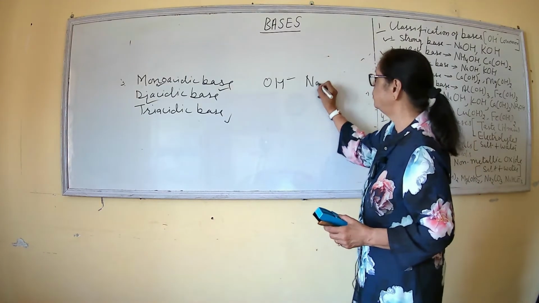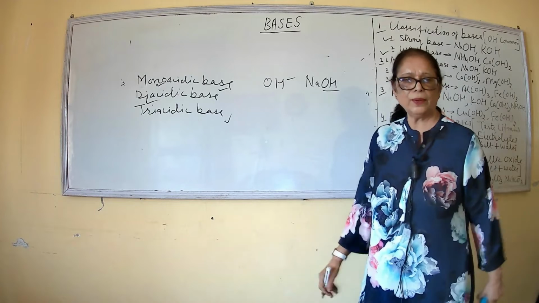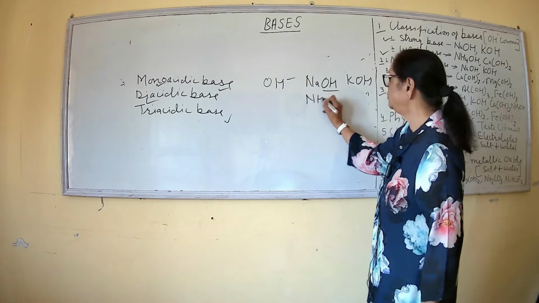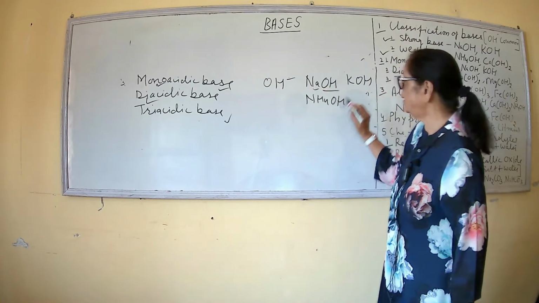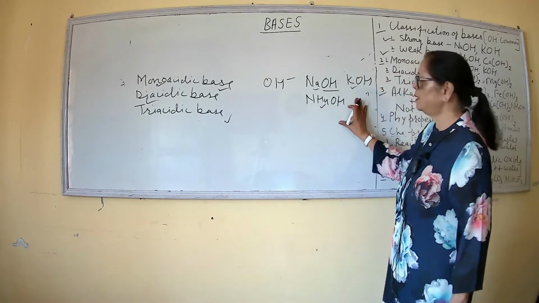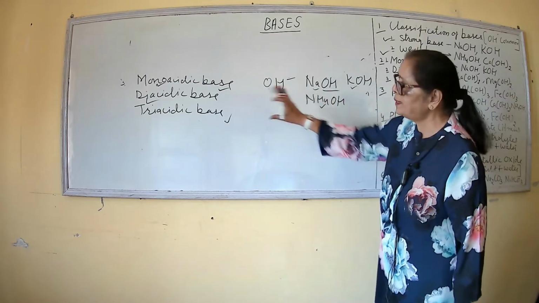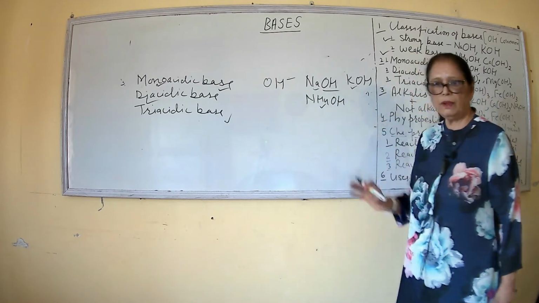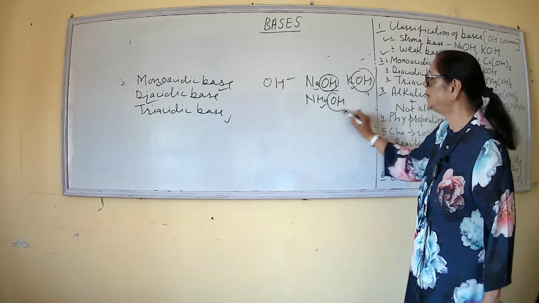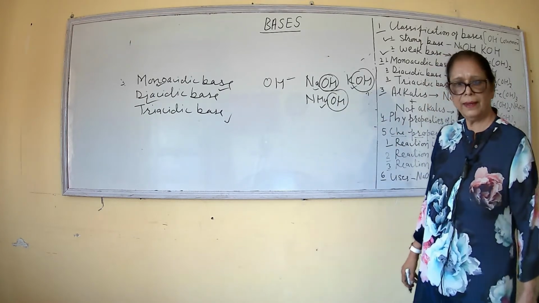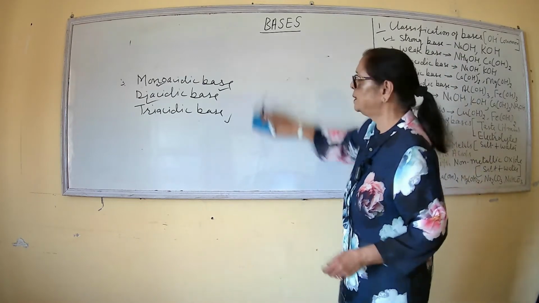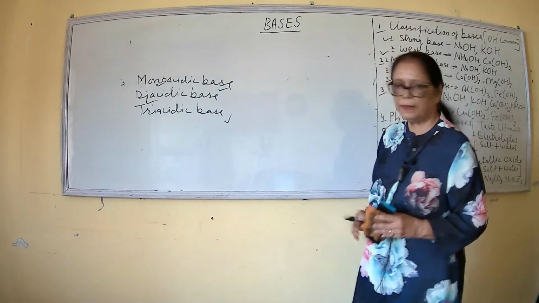Examples are NaOH, which has only one OH ion per molecule, KOH, and NH4OH: sodium hydroxide, potassium hydroxide, ammonium hydroxide. These are examples of monoacidic bases, because when you dissolve them in water, per molecule they will release only one OH, the hydroxide ion. These are monoacidic bases. We have diacidic bases also.